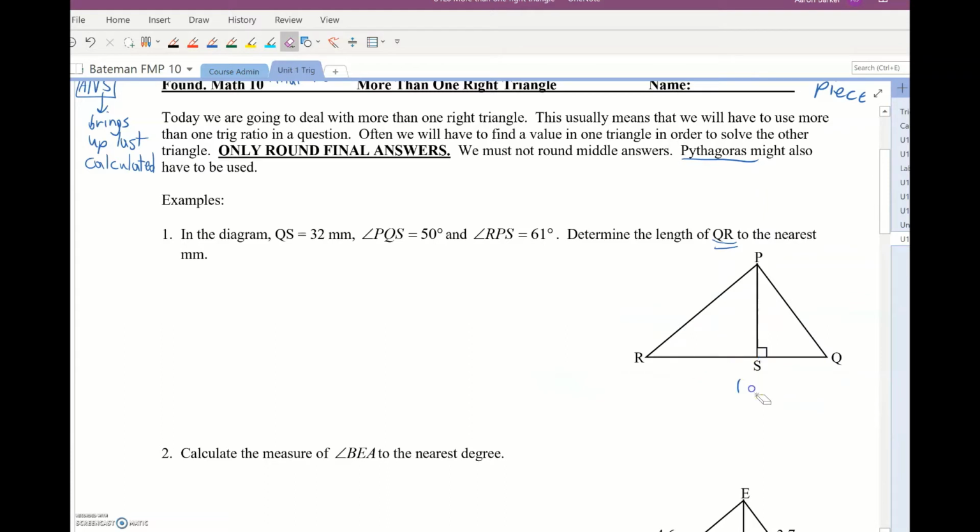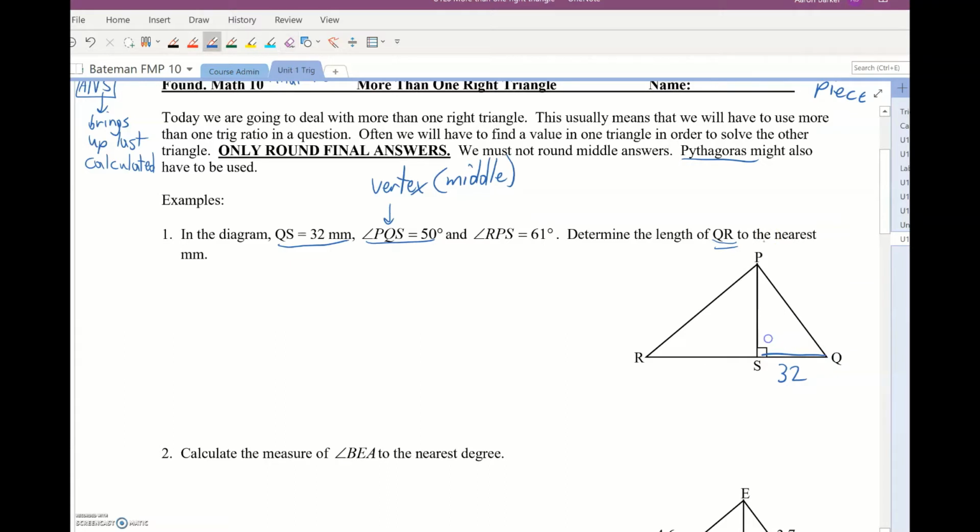So let's label our diagram with our pieces. QS is 32. Well, that's nice of them. They already gave us one of them. Angle PQS. So remember, Q is your vertex. It goes in the middle. That's a very, very key part here with our naming of our triangles. So PQS, here's QP, there's Q, and there's S. So it's this angle right in here. That's the angle that they're talking about.